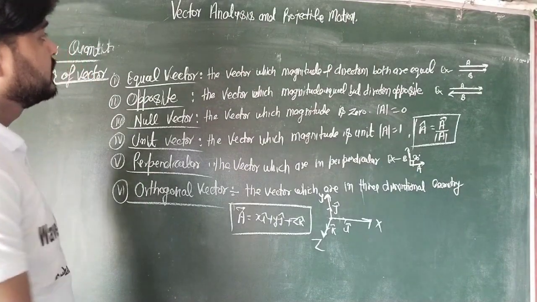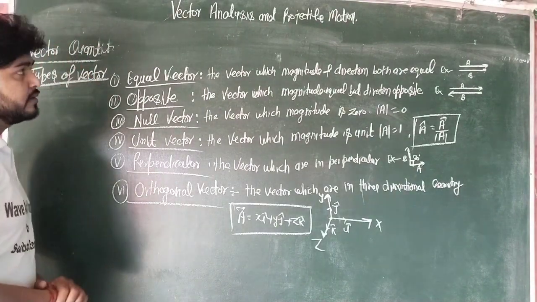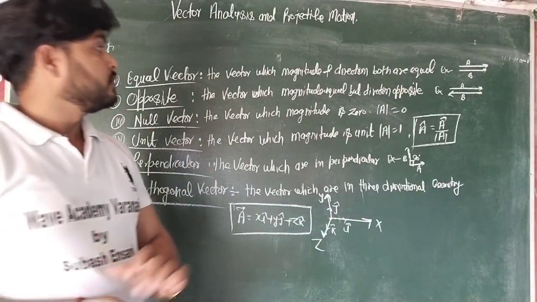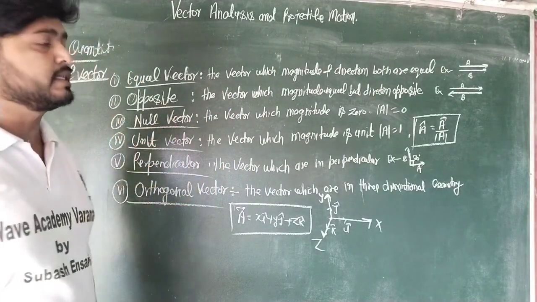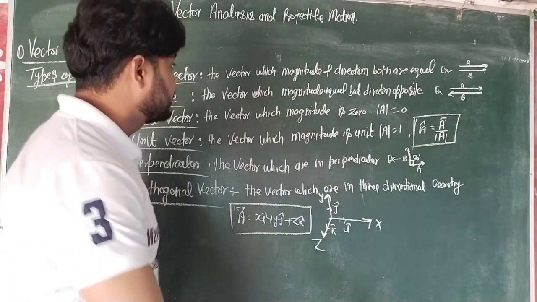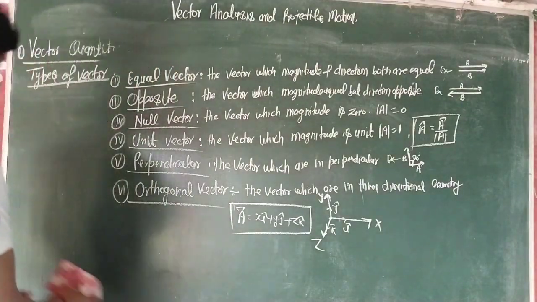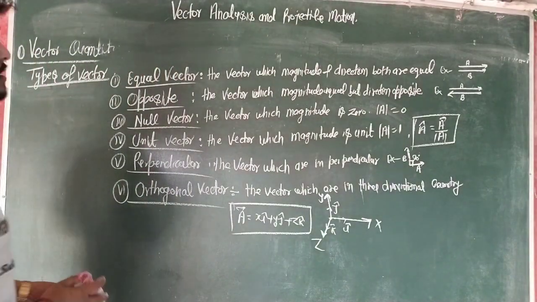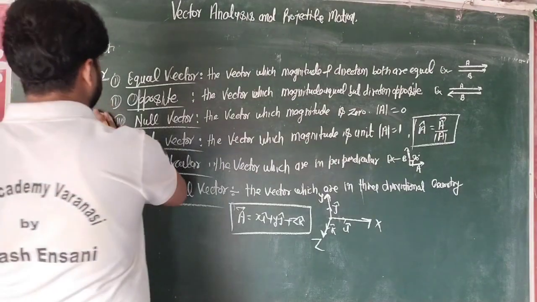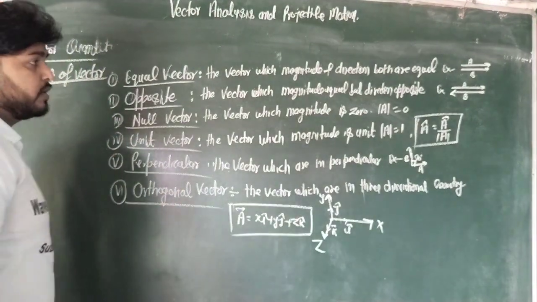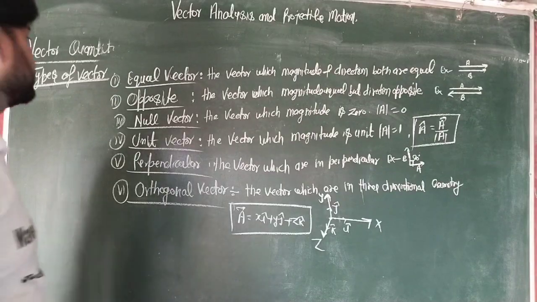Okay, I hope you can understand vectors, types of vectors very easily. Let us see addition of vector. Addition of vector is very important for you. You can also make notes.